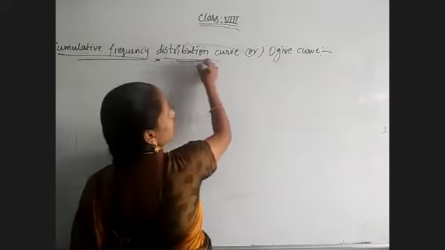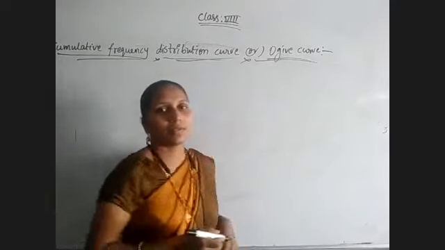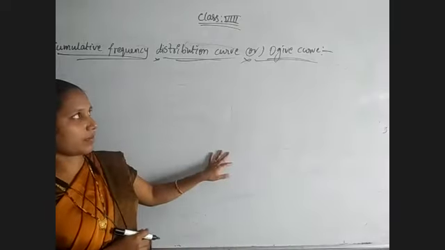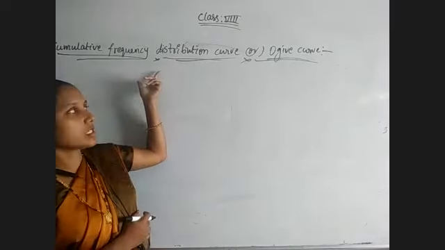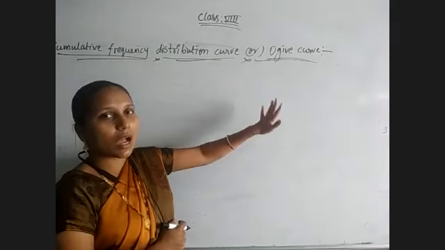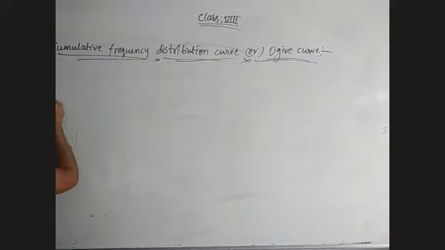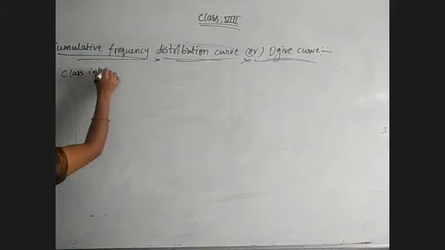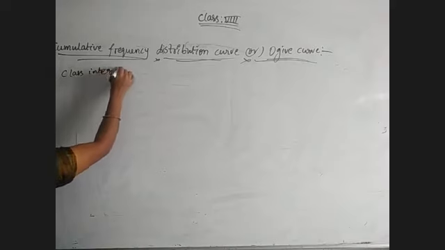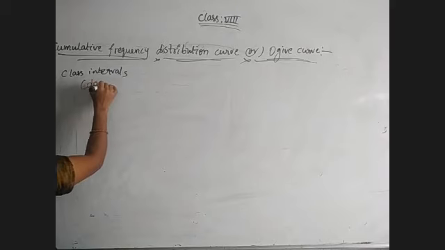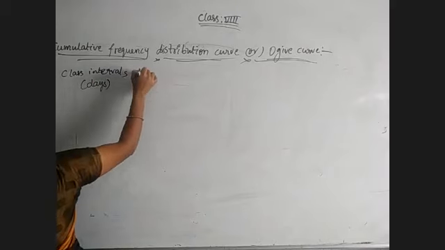Cumulative frequency is nothing but, we have two types of frequencies: less than cumulative frequency and greater than cumulative frequency. If we show that on a graph, it is known as the cumulative frequency distribution curve or Ogive curve. Now, how to show it on graph paper, we will see. Here they have given the information: class intervals, which are days, and the number of tenders.